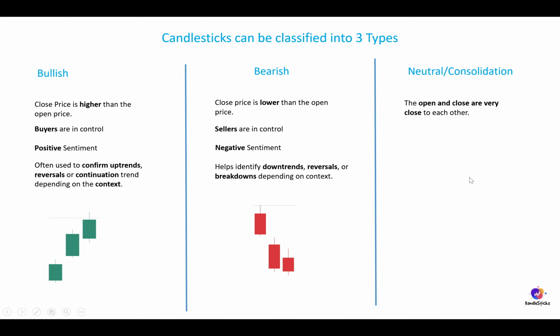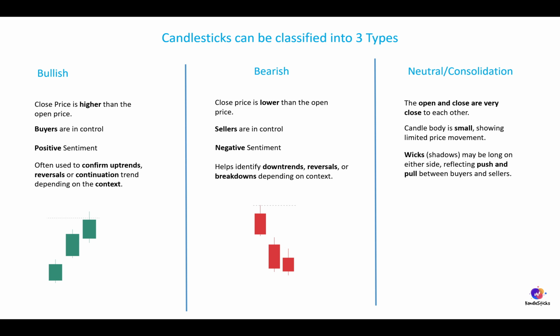Then comes neutral slash consolidation, which is where the market spends the majority of its time. According to data, the market consolidates most of the time rather than being in a trend, higher than 50% of the time. Here the open and close are very close to each other, unlike bullish and bearish, where the body is wide because there is a large difference between where the market opened and where it closed. Here the candle body is small, showing limited price movement between the open and close.